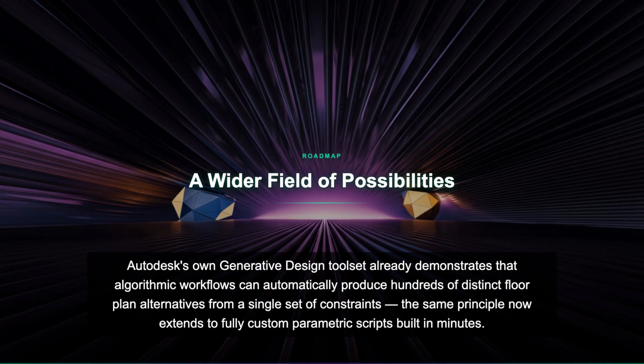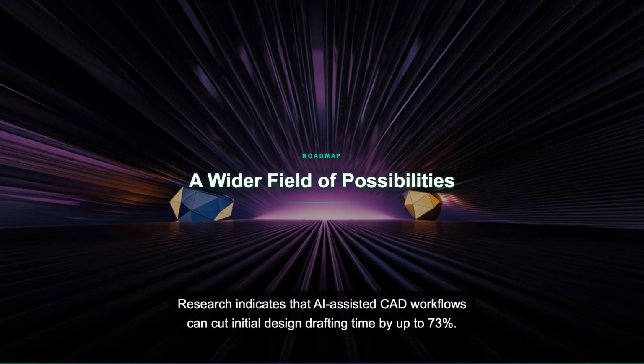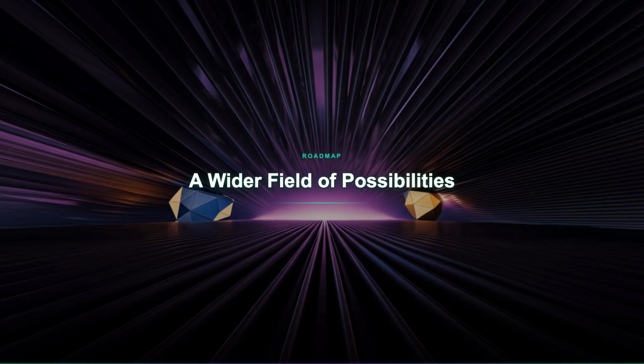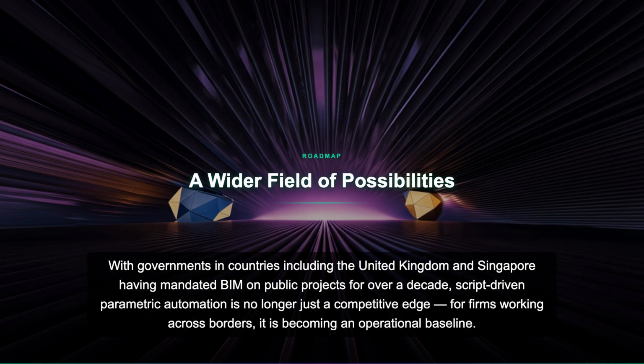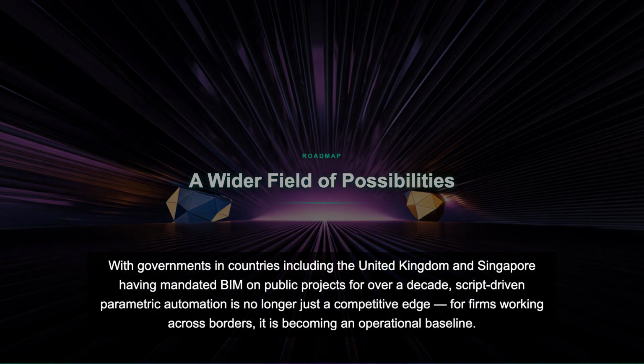Fourth, automated drawing extraction. Once a parametric model is complete, plans, elevations, and sections can all be batch exported in a single automated pass. Research indicates that AI-assisted CAD workflows can cut initial design drafting time by up to 73%, with governments in countries including the United Kingdom and Singapore having mandated BIM on public projects for over a decade. Script-driven parametric automation is no longer just a competitive edge for firms working across borders. It is becoming an operational baseline.